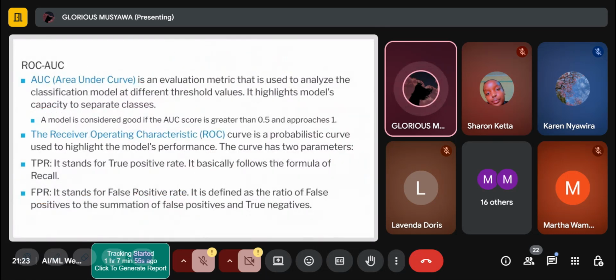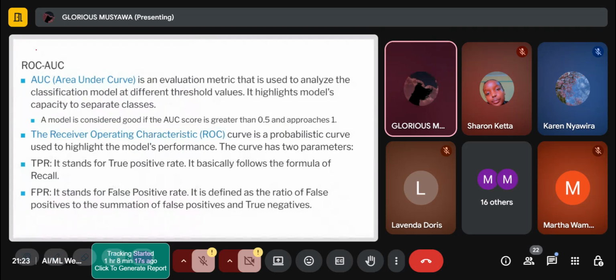So we have ROC, AUC. This is another metric for classification. ROC is receiver operating characteristics. AUC is area under the curve. Sometimes it will be called area under the graph. It's the same because it always comes as a package: ROC, AUC, or ROC, AUG.